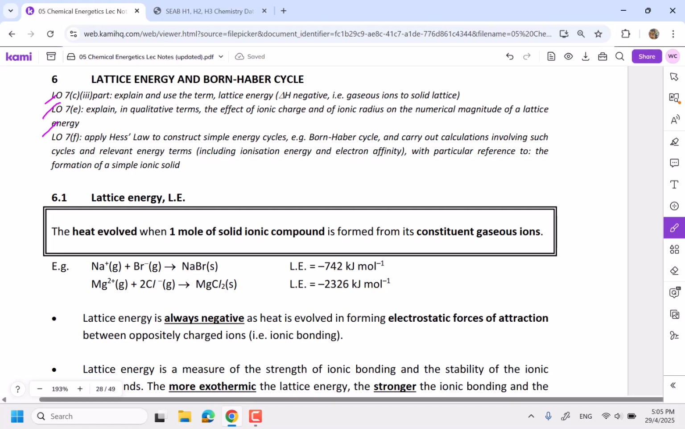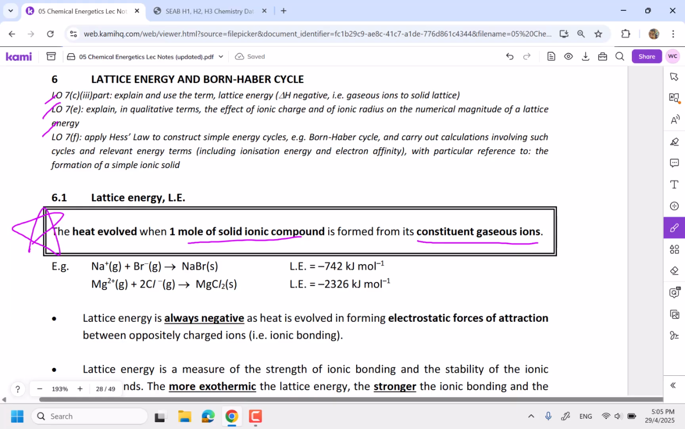Right, so I think C3 need to understand the term lattice energy. So it must be negative. Why is that the case? Because if you look at the definition, lattice energy is the heat evolved when 1 mole of solid ionic solids is formed from its constituent gaseous ions. By definition, gaseous ions are very energetic. So when they combine together to form the solid phase, they form ionic bonding. So bond formation leads to a release of large amounts of energy.